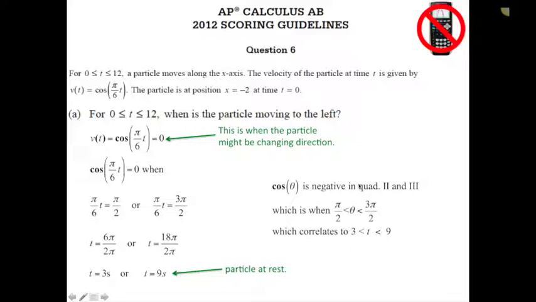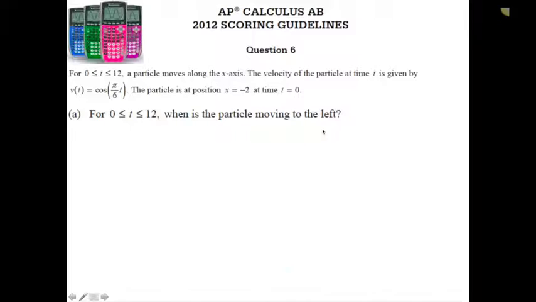So we know this is negative in quadrants 2 and 3, on the negative side, or the left side of the circle. So that starts at pi over 2 and goes down to 3 pi over 2. That coordinates with 3 seconds to 9 seconds. So we know we're moving to the left between 3 and 9 seconds.